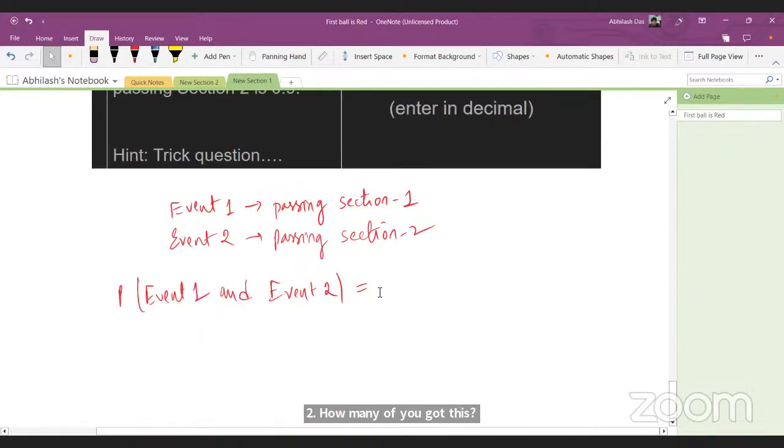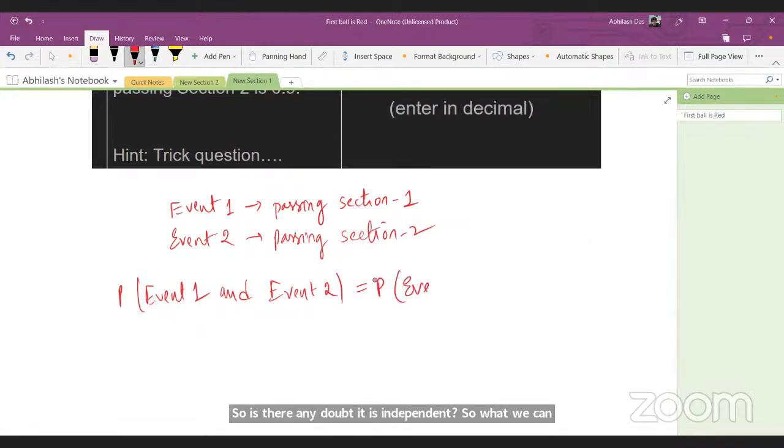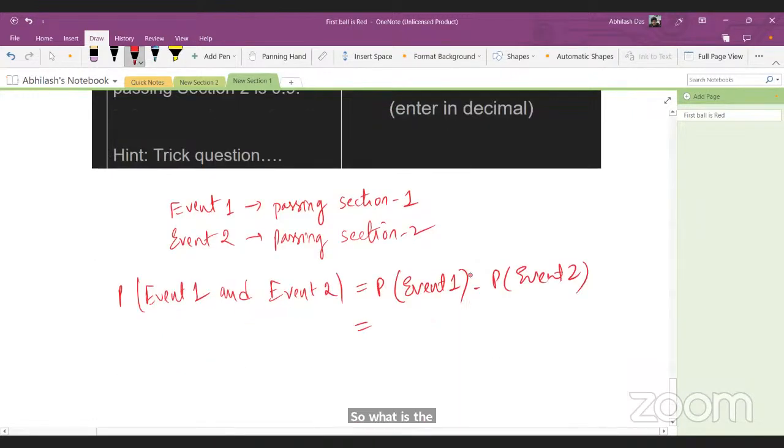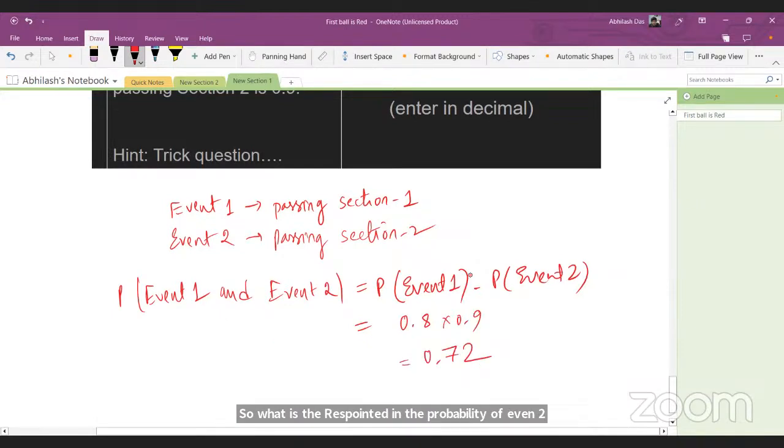So is there any doubt? It is independent. So what we can do is probability of event 1 times probability of event 2. So what is the probability of event 1? It is 0.8, and the probability of event 2 is 0.9. So it is 0.72. How many of you got this correct?